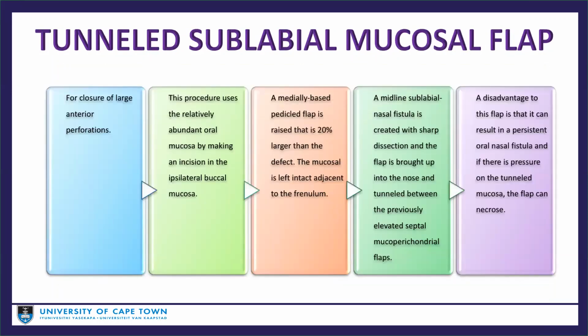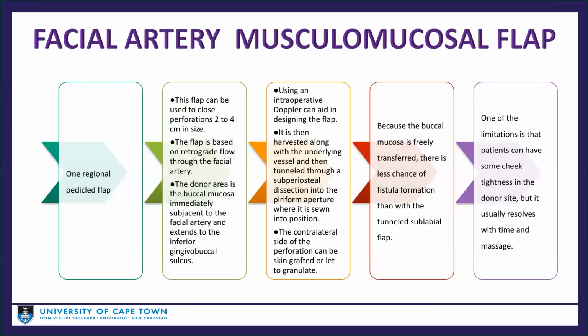The preferred technique is sublabial mucosal flap. In this flap, it is a medially based pedicle flap taken from the oral cavity and tunneled through into the nose. And the disadvantage of this is that there can be a persistent oronasal fistula and the flap can necrose. It's been noted that some can use facial artery musculomucosal flaps, but the limitation of this is that some patients can have cheek tightness at the donor side. This flap is based on the facial artery.